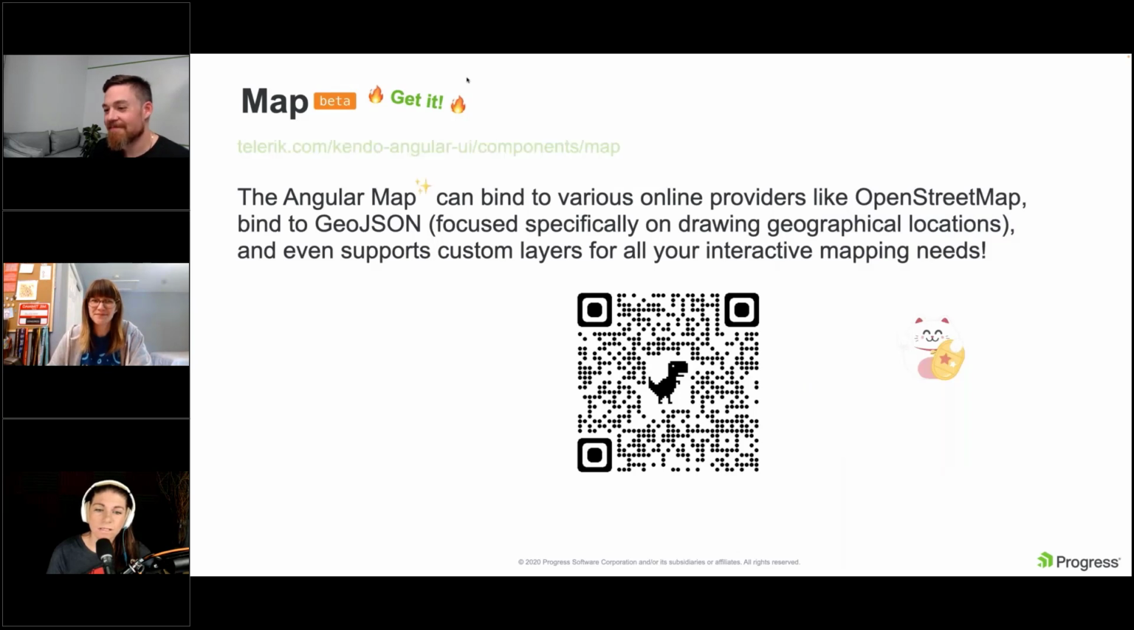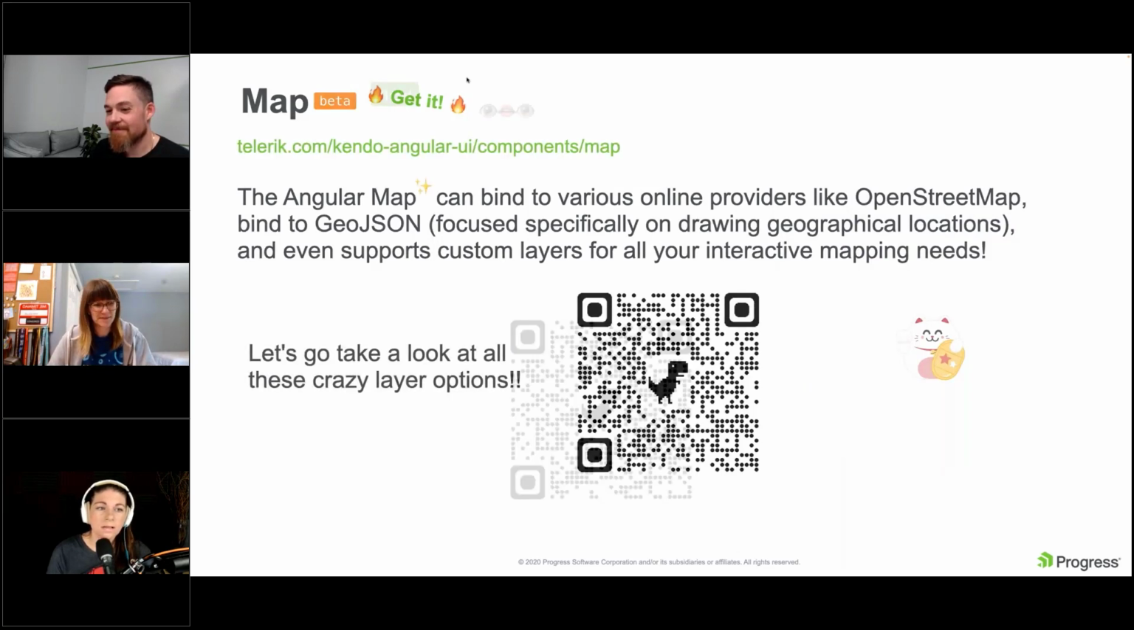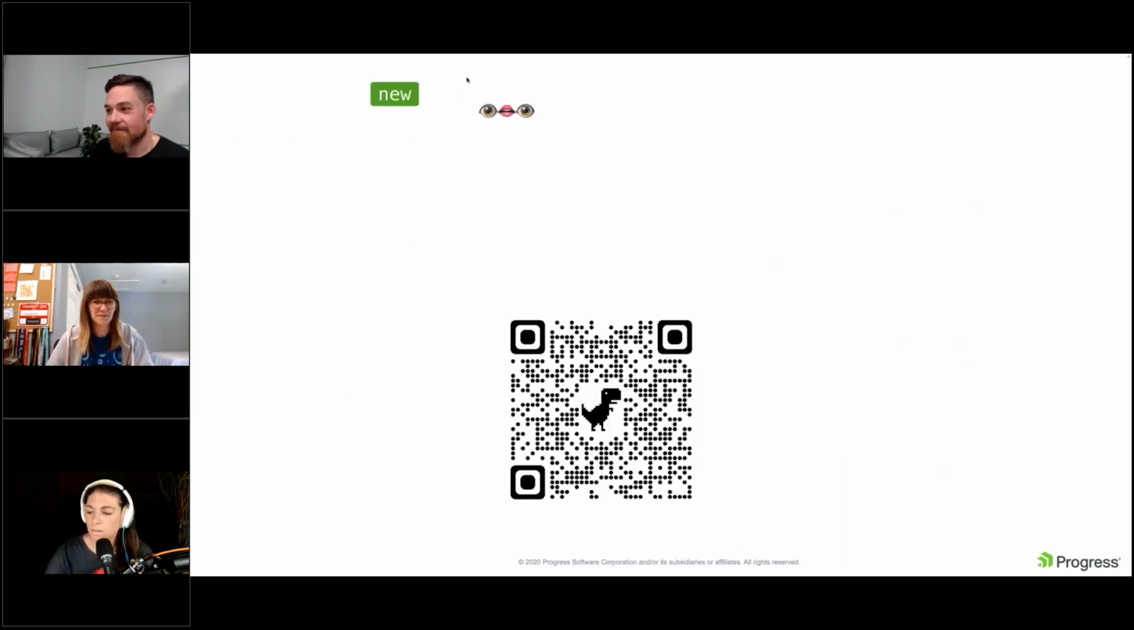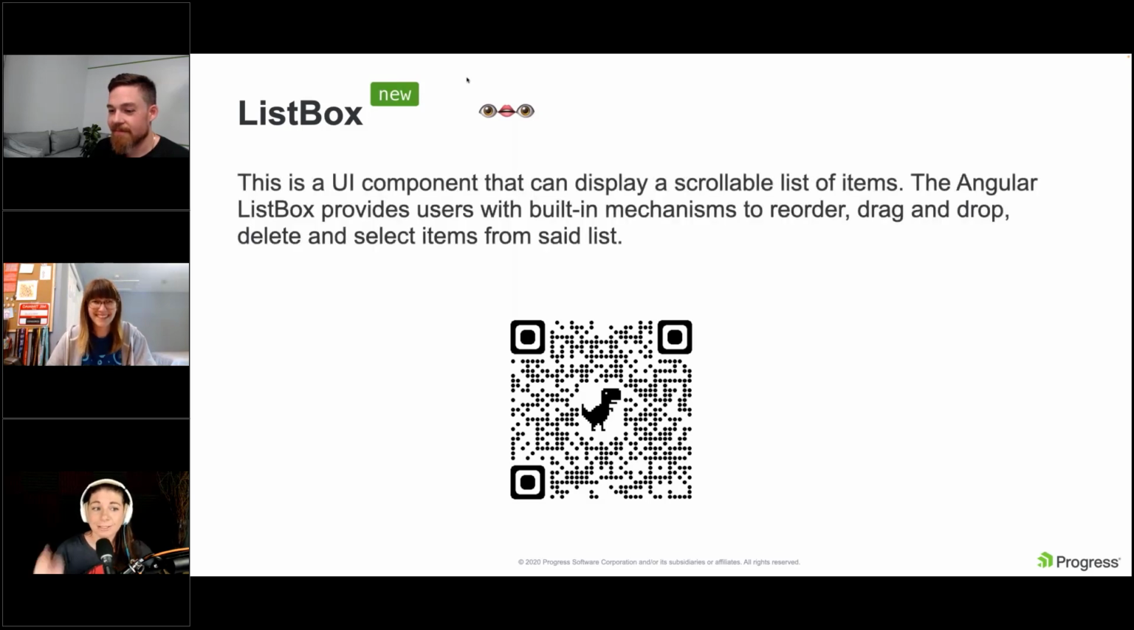All right, let's go on to the next one. Let's check our time. We're doing okay. Next up is the ListBox. She is brand new, looking good. She's not in beta. She's ready to play with. This is a UI component that can display a scrollable list of items, and you can either have multiple list boxes with moving items back and forth, or you can just use a singular list box.